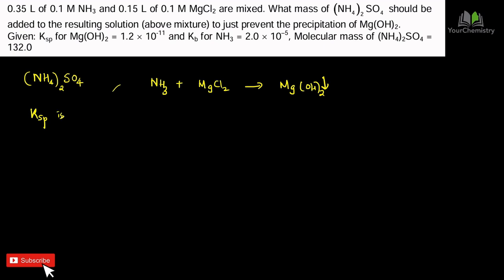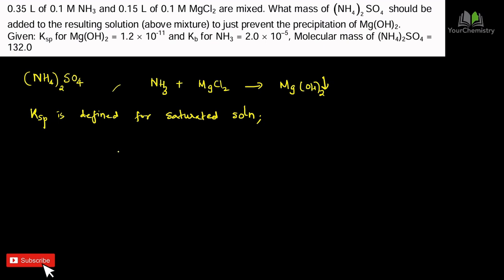Ksp is defined for what? Ksp is defined for saturated solution. Saturated solution means what? We are no more able to dissolve a particular solute in a given solution, or the maximum amount is dissolved in a given temperature. That point is called a saturated solution.